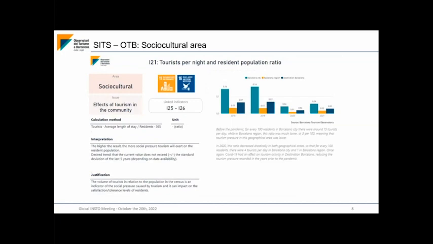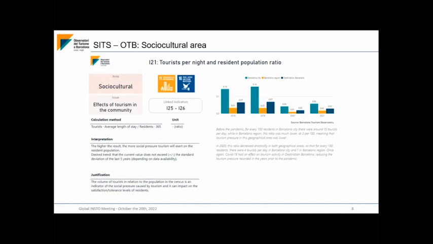The last indicator that I wanted to show you today as an example is the ratio between tourists and residents. It's a sociocultural indicator that shows us the effects of tourism on the community. It gives us an idea of how much pressure the destination may be under and how this may affect the satisfaction of residents with tourism.